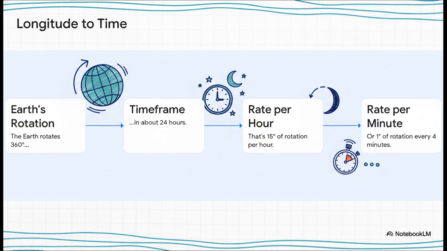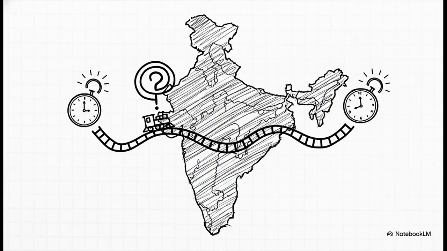This direct link between longitude and time has some huge consequences. For example, inside a single large country like India, the local sun time can be completely different from one side to the other. If every town just used its own local noon, the time in Dwarka on the west coast would be about an hour and 45 minutes behind Dibrugarh on the east coast. Can you imagine trying to run a train schedule like that? It would be a total nightmare. And that's exactly why countries created standard time.